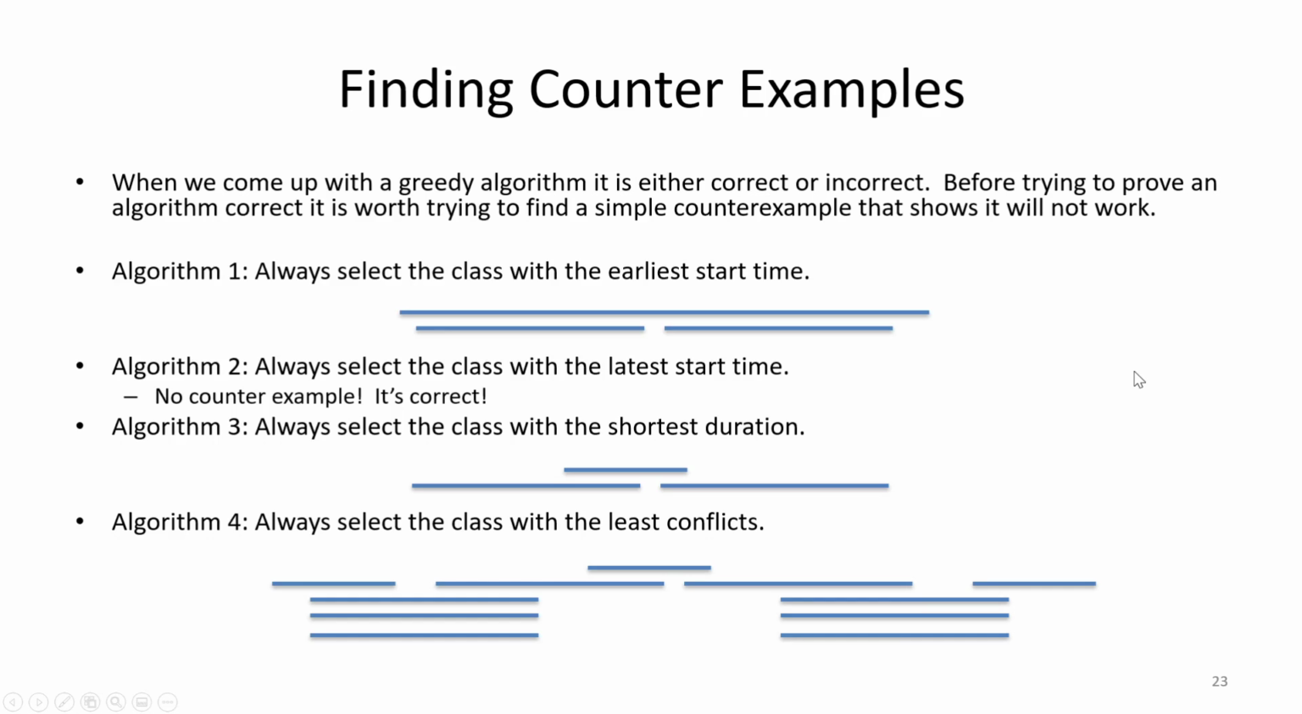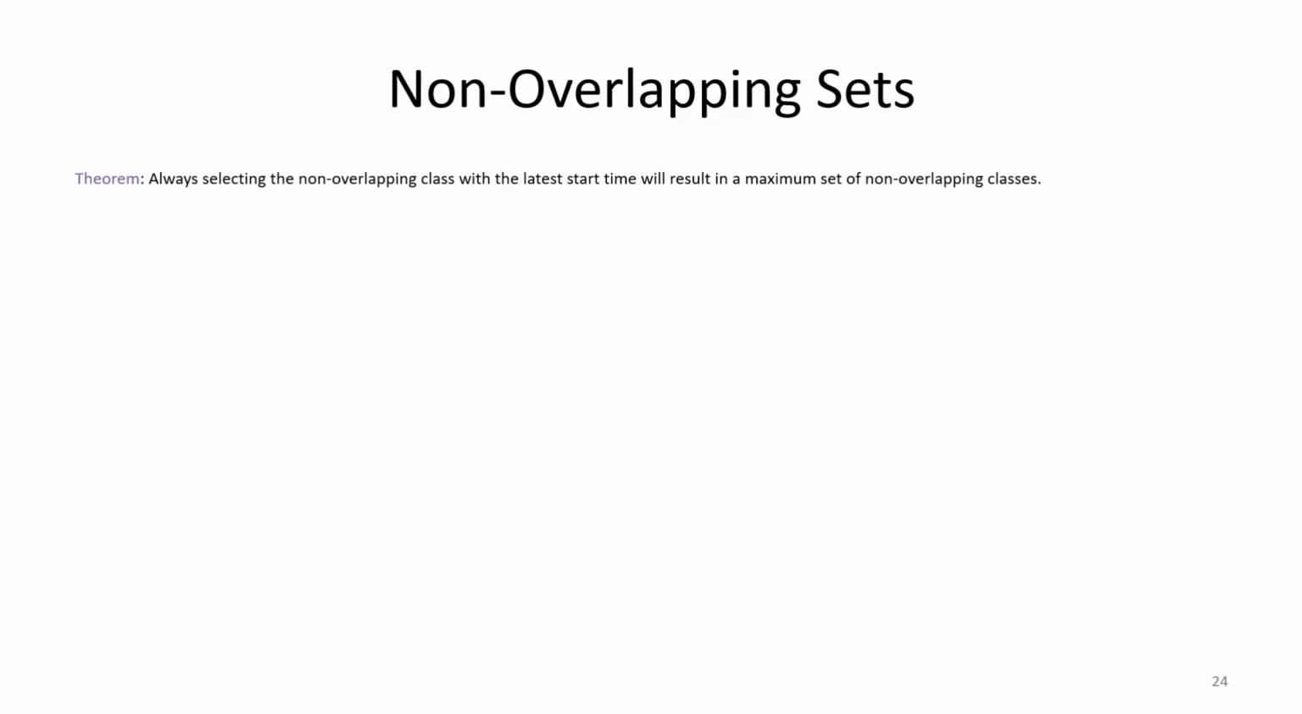Okay, but let's continue. If we've ruled out algorithm 1, 3, and 4, then what we probably want to do is focus in on algorithm 2. So our goal here is to prove correct algorithm 2 for our non-overlapping set problem. Again, I've crafted a theorem by trying to describe the algorithm. I've just said always selecting the non-overlapping class with the latest start time, that was the algorithm that we defined, will result in the maximum set of non-overlapping classes.